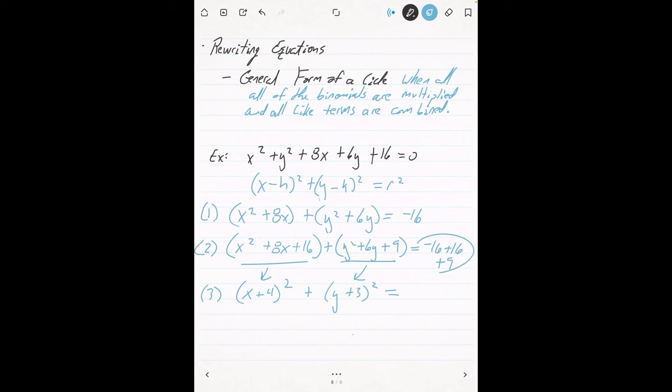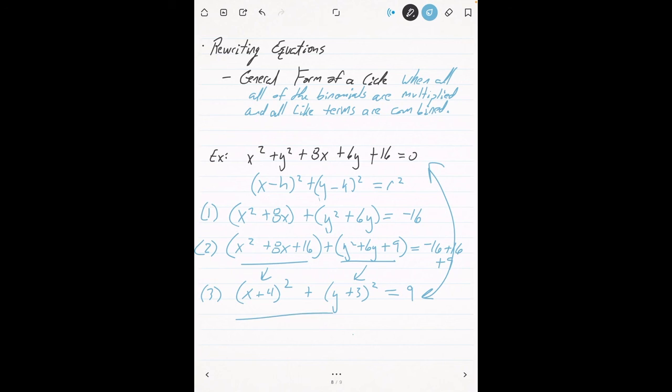And then, let's just add these together. Negative 16 plus 16 is, well, that's just 0. It cancels out. And then add 9. I get 9. Here is the equation for this circle. x plus 4 squared plus y plus 3 squared is equal to 9. That and this equation are the exact same thing. They give you the exact same graph. All that we did here was rewrite it. We used completing the square to manipulate the equation, to rewrite it.